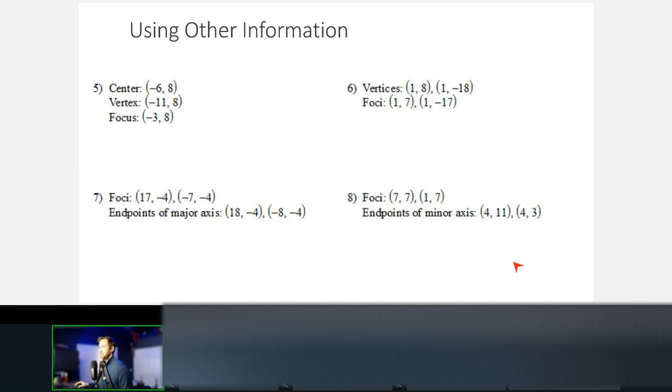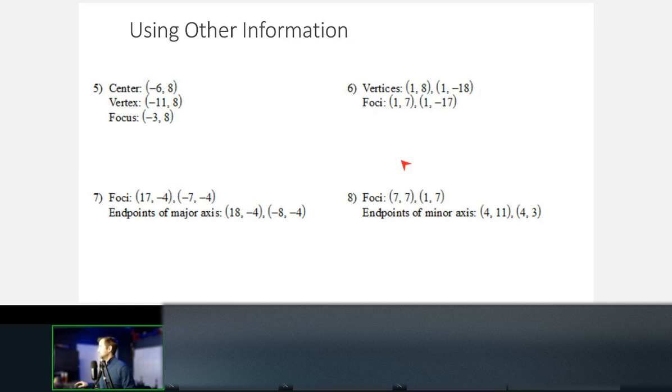All right, so now we have these four problems, and I promise you, these four problems are much harder than the first four problems. So number 5, I give you the center. I give you one vertex point, and I give you one focal point or focus point. So I don't tell you which one is the major or minor axis. I don't give you two endpoints on an axis.